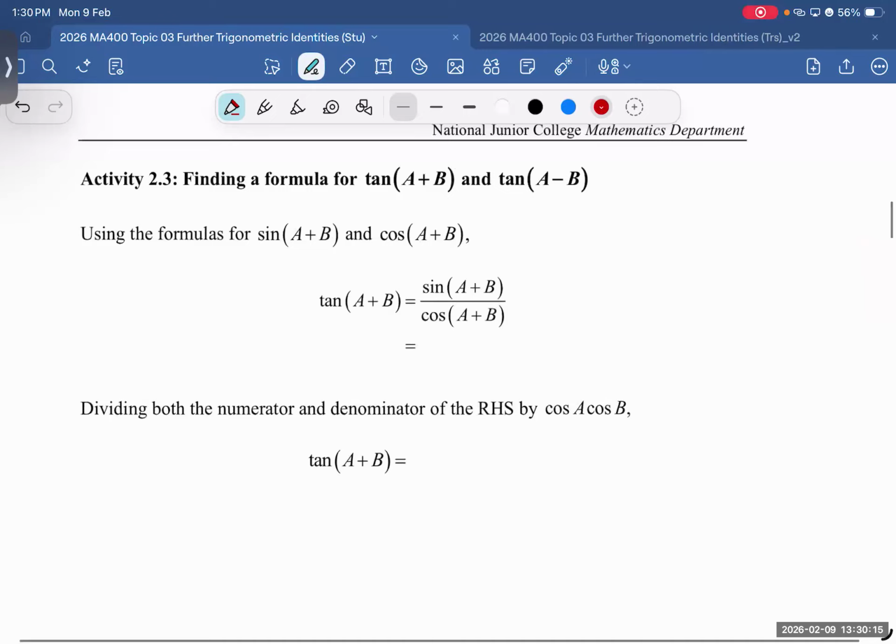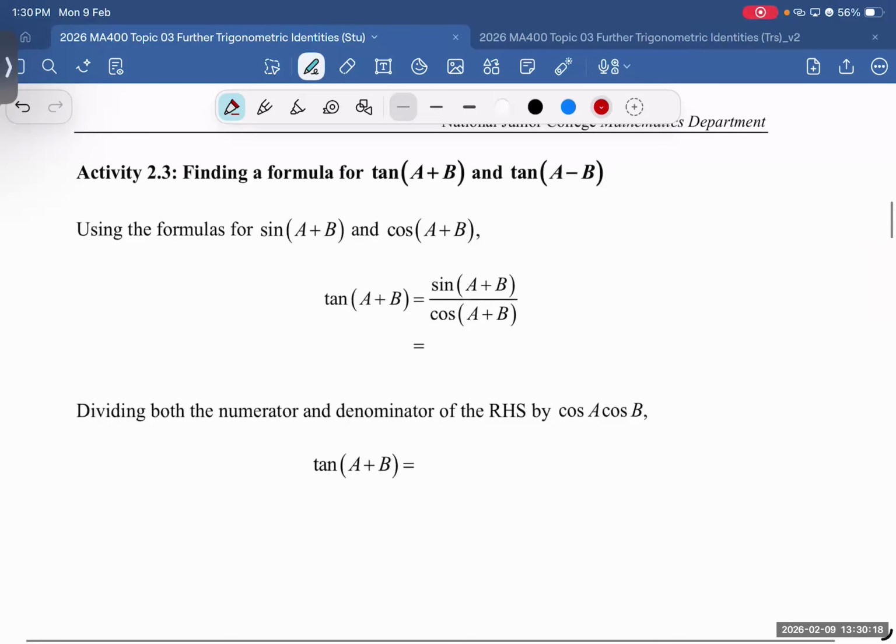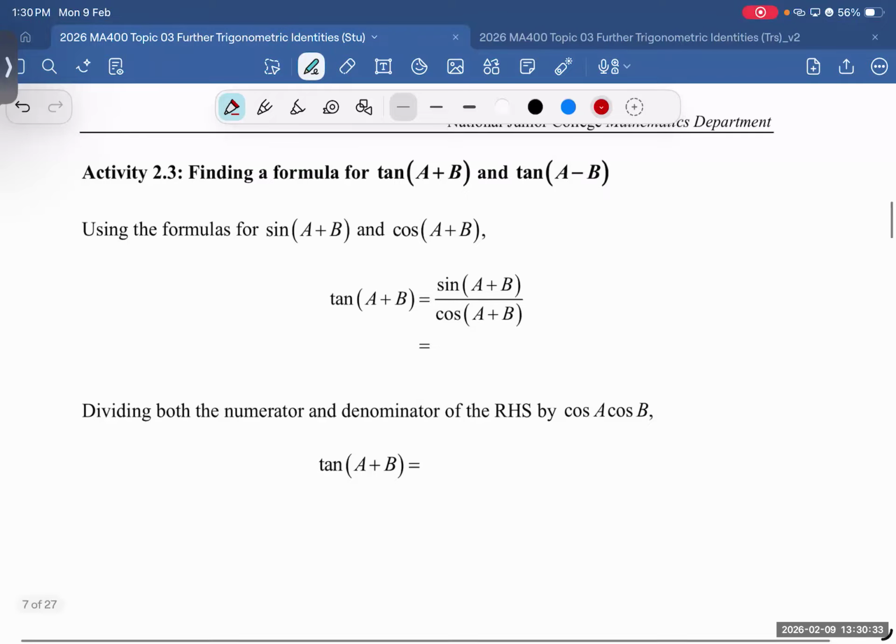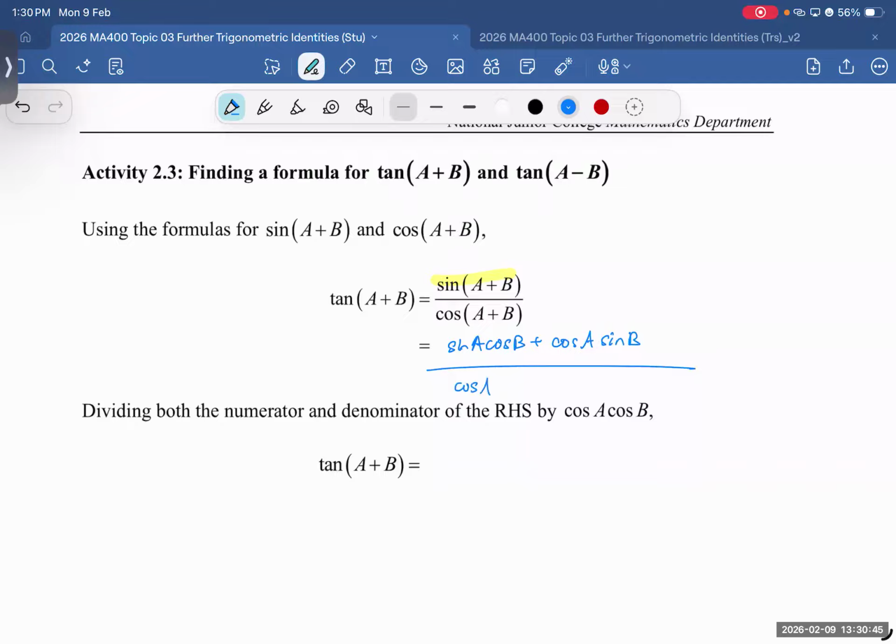Now I go to 2.3. Sin A plus B, cos A plus B, right? How do I prove tangent A plus B? We all know that this is the outcome. It's like a cooking show. Today I teach how to cook pad thai. This is the ingredient. So by right, what do you do first? What do you know about sin A plus B? This is the same as sin A cos B plus cos A sin B over cos A cos B minus sin A sin B. Is that okay?